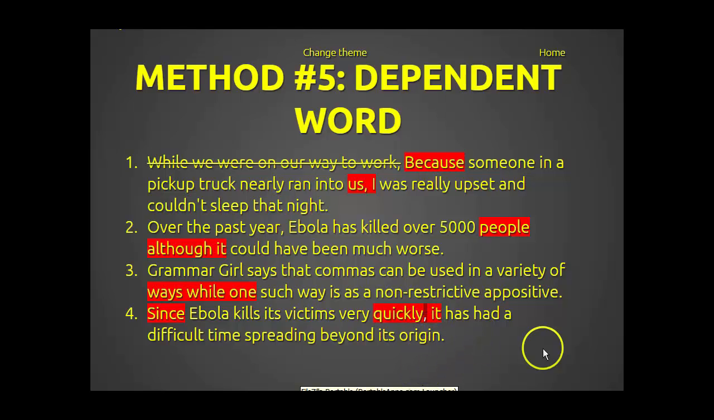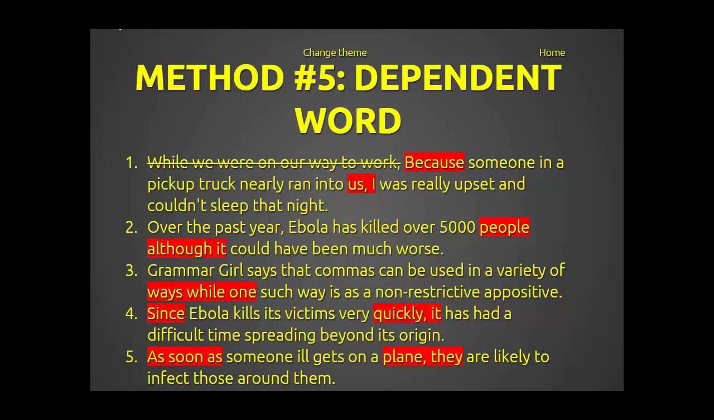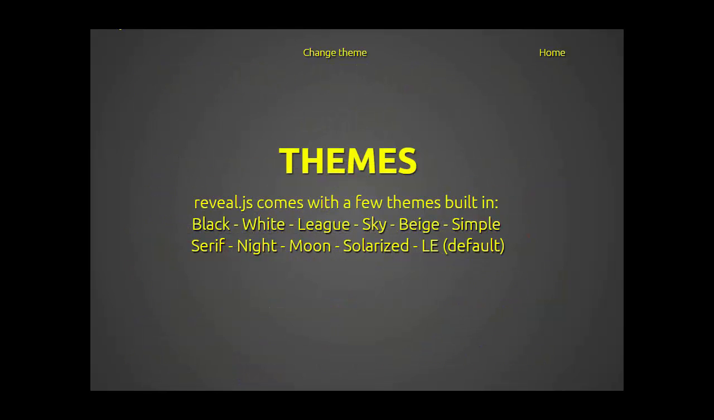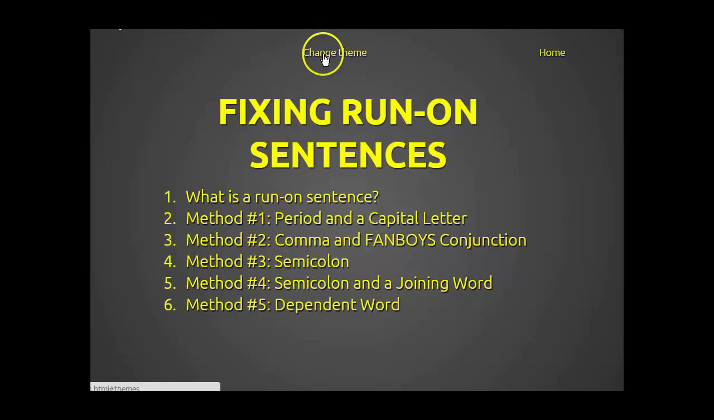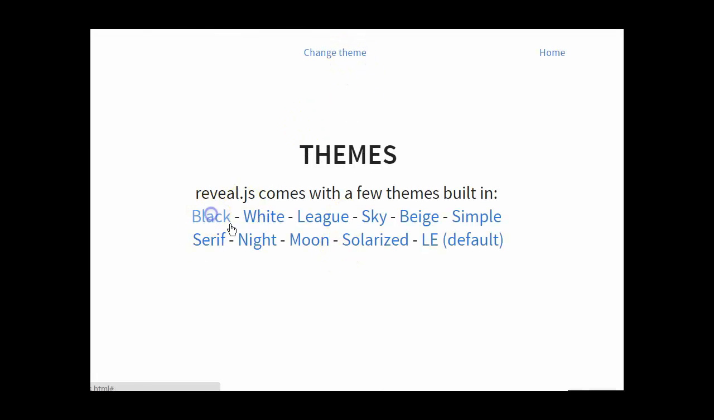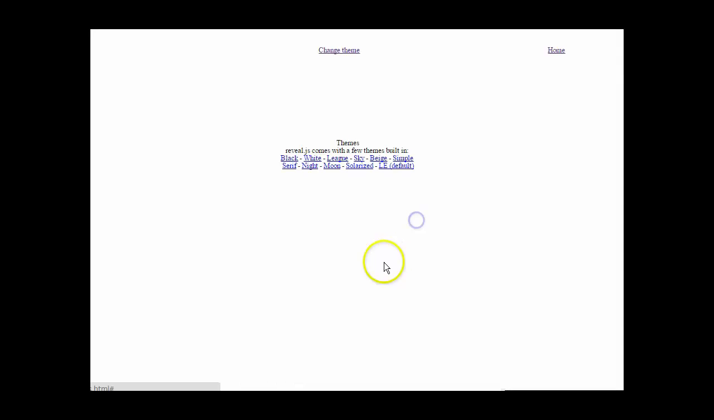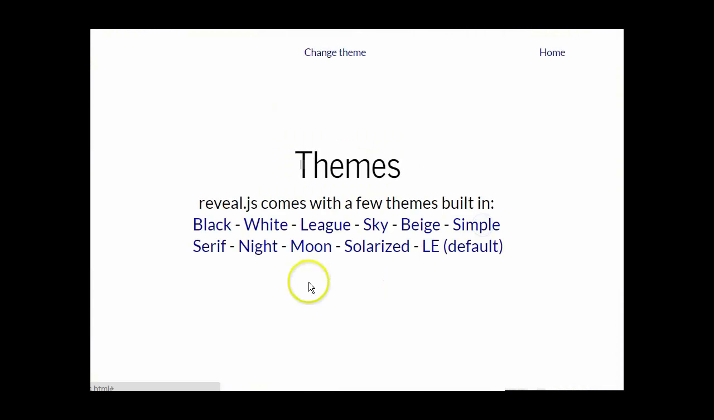Okay. So that's how that works. Those are our five methods of fixing a run-on sentence. And again, if you use the slides, remember, if you don't like my color scheme, you just click on Change Theme, and you can change the theme to whatever you want. There's plenty of examples here for you to use.